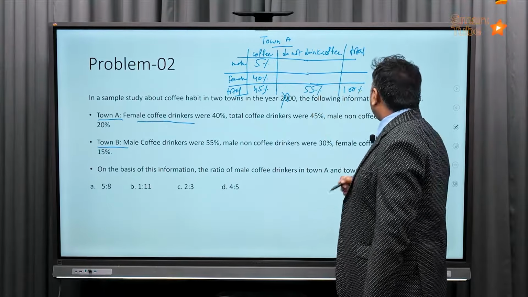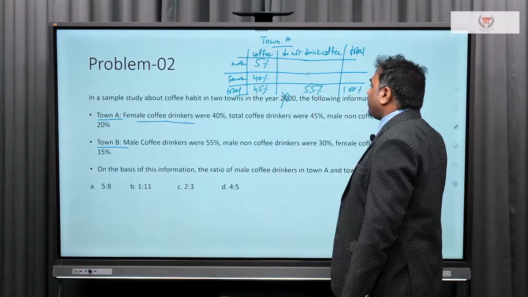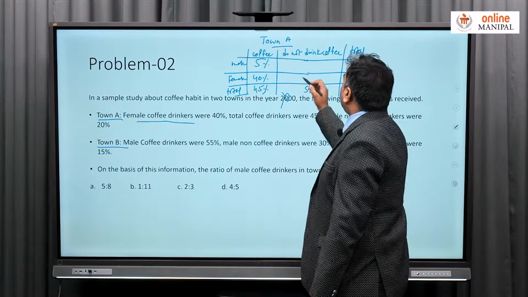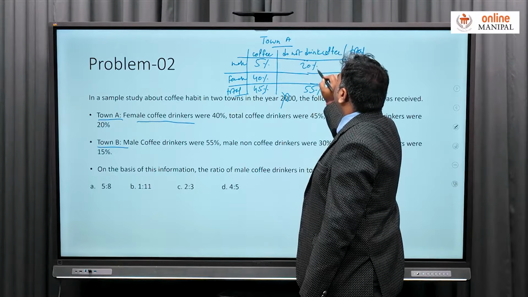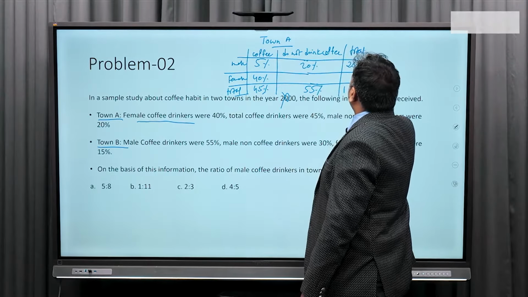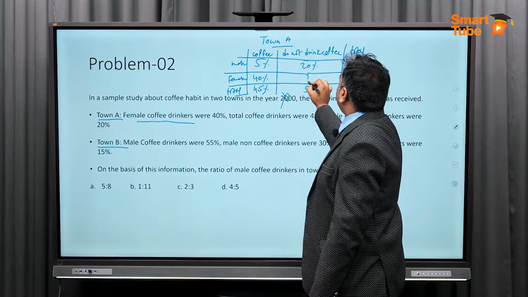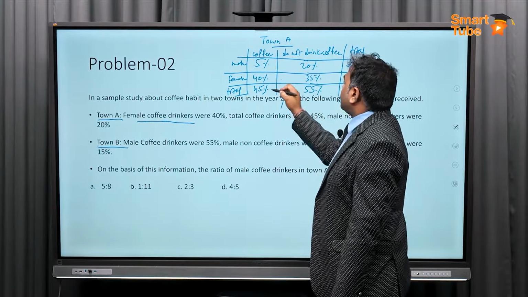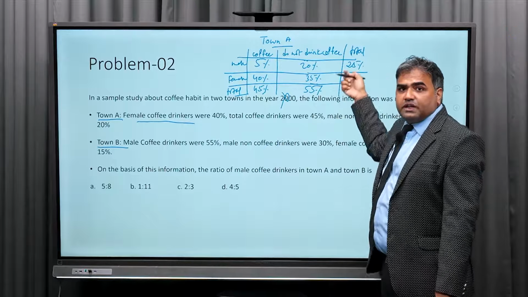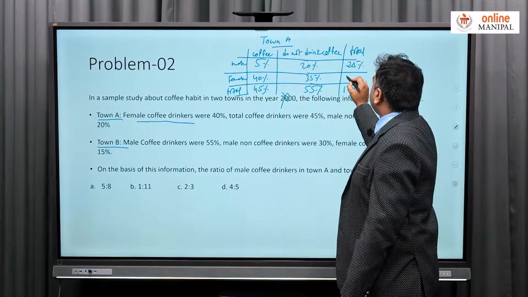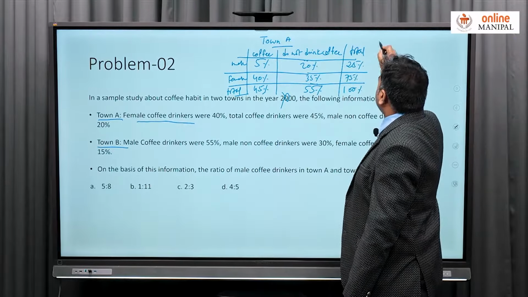Fine. Then they mentioned male non-coffee drinker is 20%. So this would be 25%. Fine. Because this is 55, this is 20, this would be 35. 35 plus 40, it would be 75, or 100 minus 25, that would be 75. So done with this table.